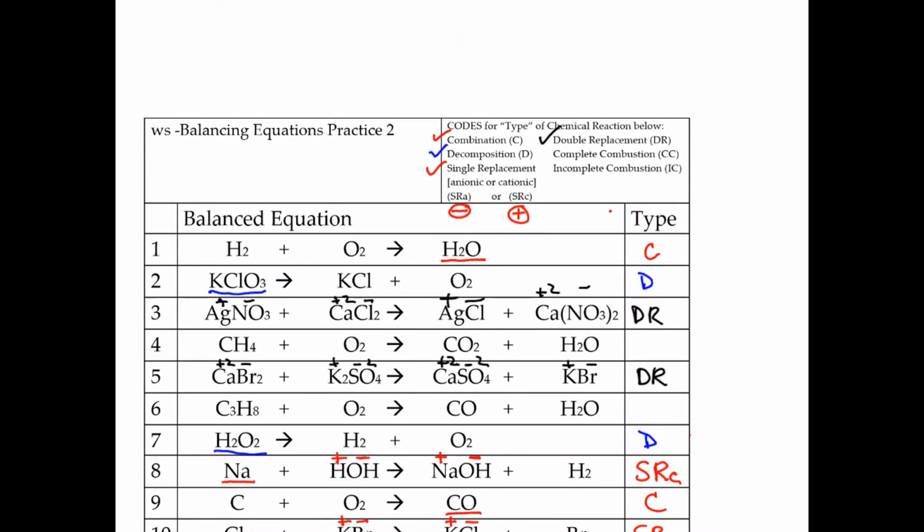Combustion means burning. Complete combustion versus incomplete combustion. So here's how to tell. Complete combustion is going to be something plus O2 yields CO2 plus H2O. Whereas incomplete combustion is something plus O2 yields carbon monoxide plus H2O.